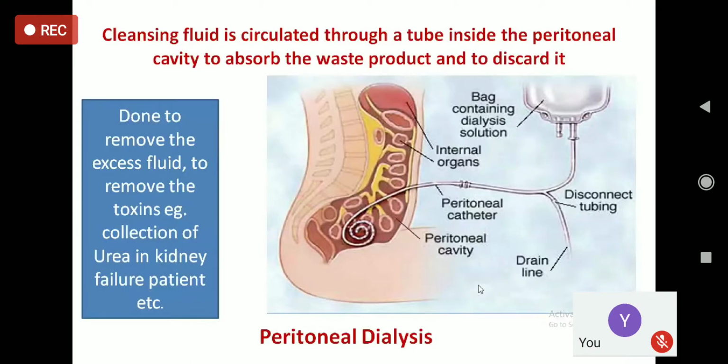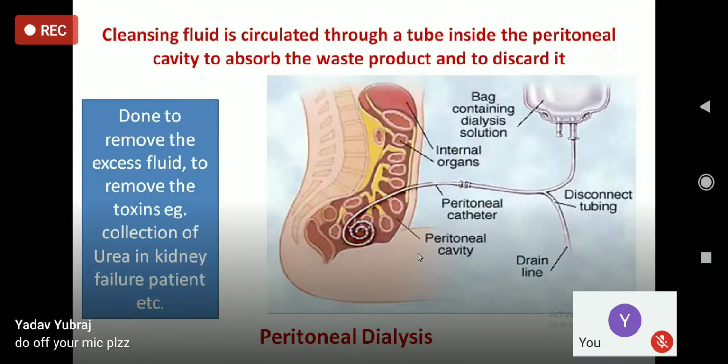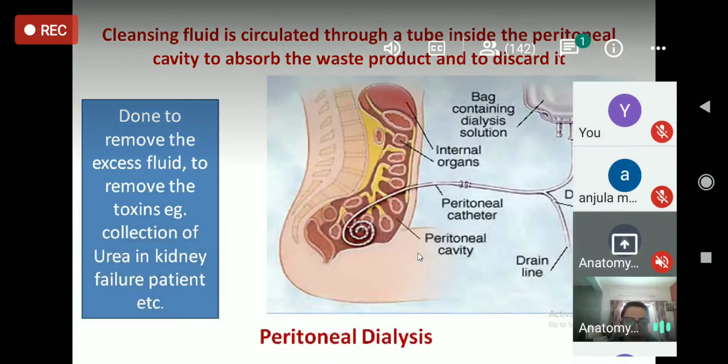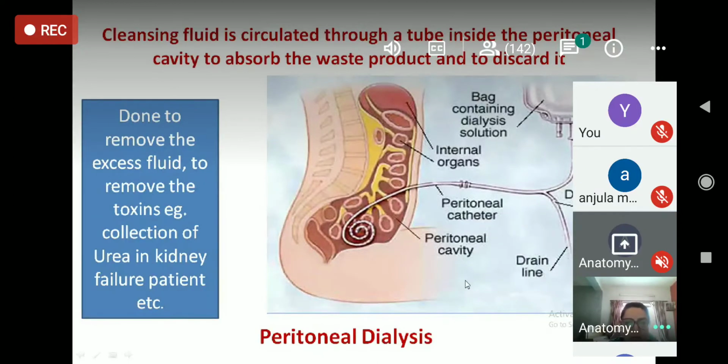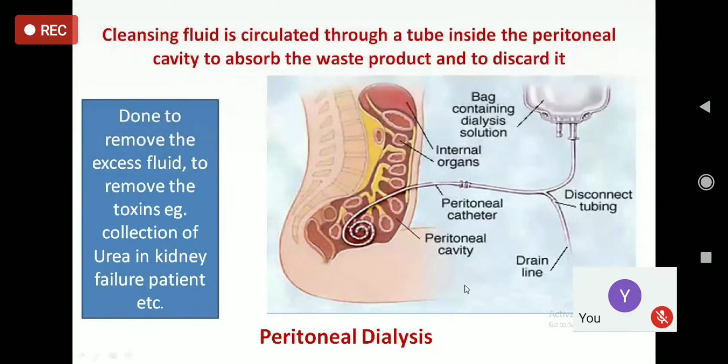The next very important point: sometimes cleansing fluid is circulated through a tube inside the peritoneal cavity to absorb the waste products and to discard them. So this is the method of peritoneal dialysis. The bag containing the dialysis solution and the tube is connected to the peritoneum so that it can help to remove the toxins and the excess fluid, for example, the collection of urea in a kidney failure patient. So peritoneal dialysis will help to remove the toxins and the excess fluid. That is peritoneal dialysis.